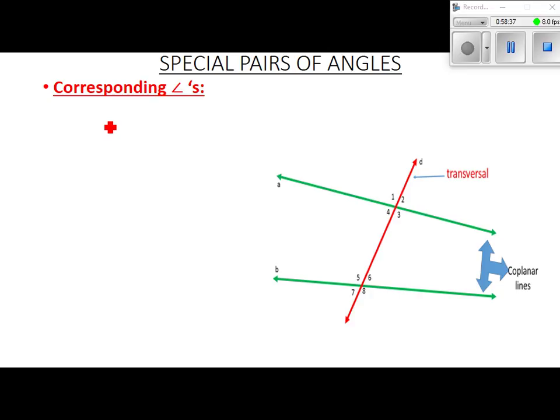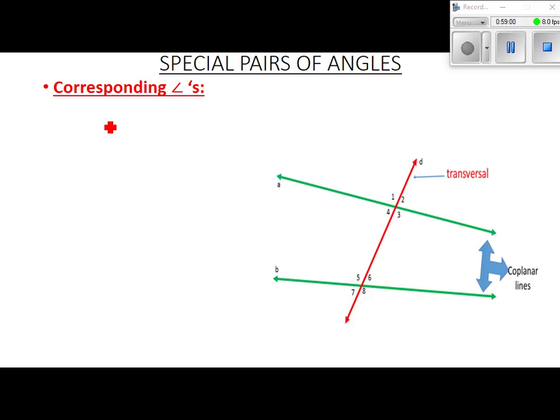Write this down. Special pairs of angles. These are the special pairs of angles that we're going to talk about when you have two coplanar lines and one transversal. And a lot of the students say that you guys have been talking about this in like 7th grade or 8th grade or somewhere down in there with these special pairs of angles when these two lines are parallel to each other. And that's what this is leading us to.